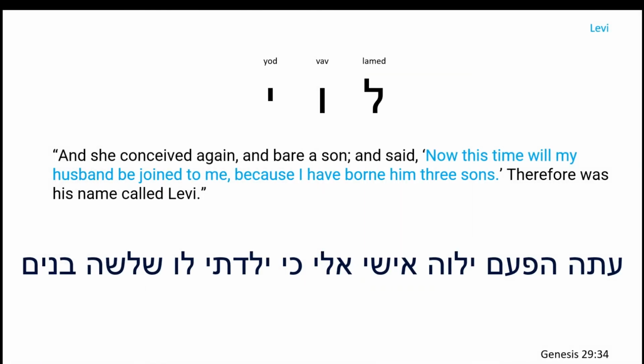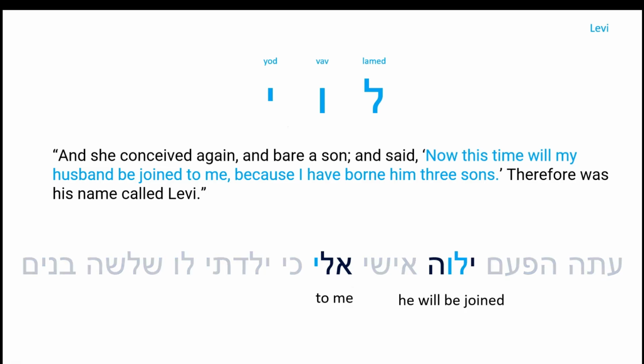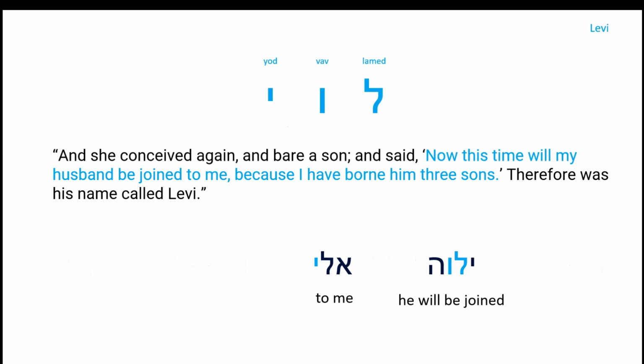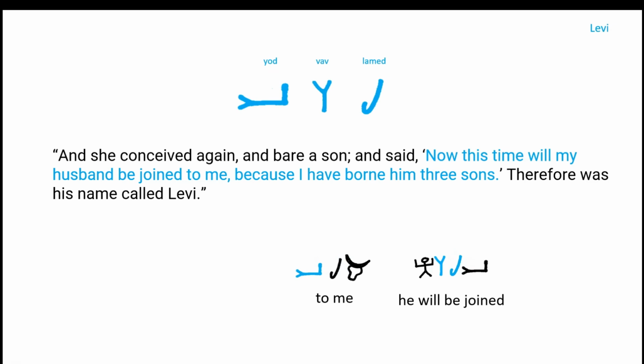For Levi it says, "And she conceived again and bare a son, and said, Now this time will my husband be joined to me, because I have borne him 3 sons. Therefore his name was called Levi." So we've got the Lamed Vav in this word here, which means he will be joined. And we've got a Yod in the word for to me. So this name could mean he will be joined to me. There it is in Paleo.